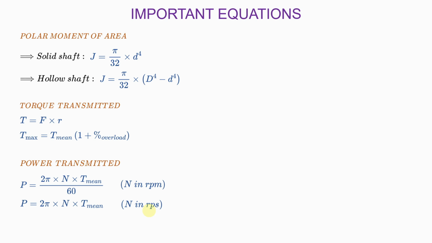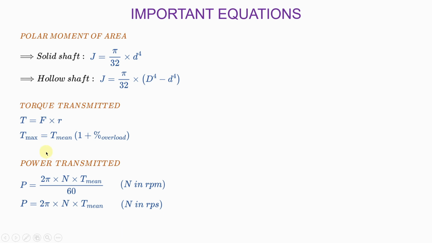I had a situation where a student was given a value for the frequency of rotation in RPS, rotations per second, and they still used this equation where you have to divide by 60. And of course, all the answers were wrong because they forgot that when n is given in RPS, you don't need to divide by 60. You only divide by 60 if n is given in RPM in the question, okay? Remember that. It's very important.